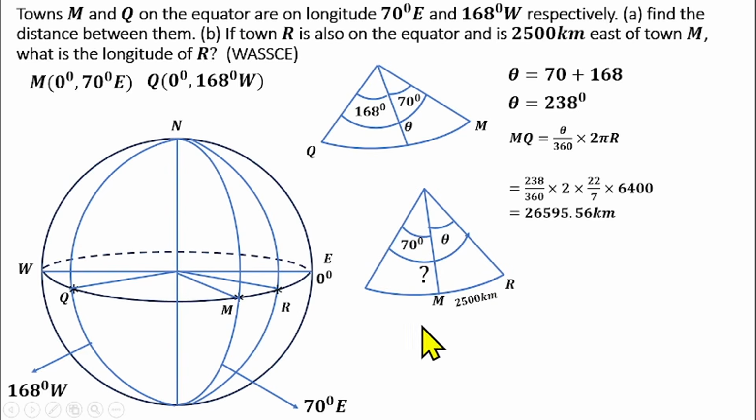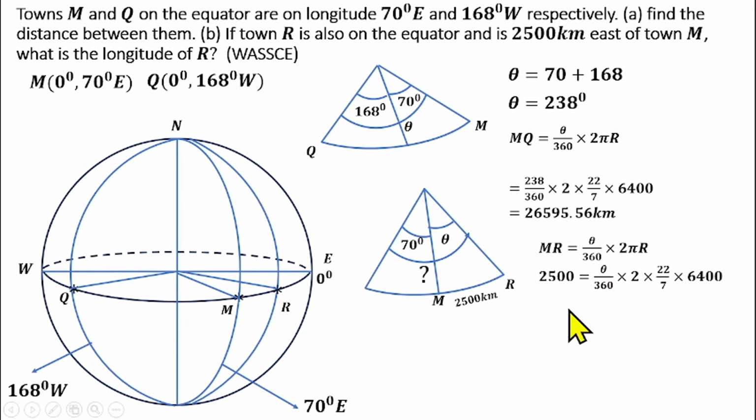So how do we find that? Let's now find the angular distance using the distance here. We are going to find the distance between M and R on the equator, which is also a great circle. So the distance MR equals theta over 360 times 2 pi r. Our MR, the distance between M and R, is 2,500, so that will replace this. You'll have 2,500 equals theta over 360 times 2 times 22 over 7 times 6,400.